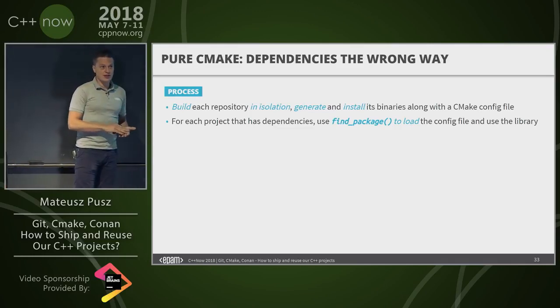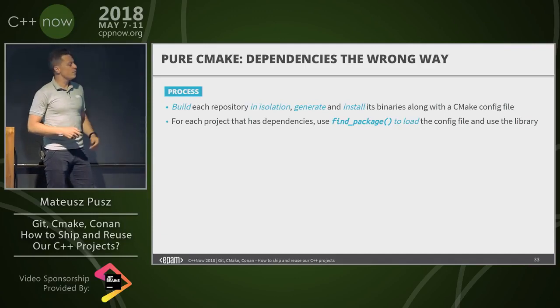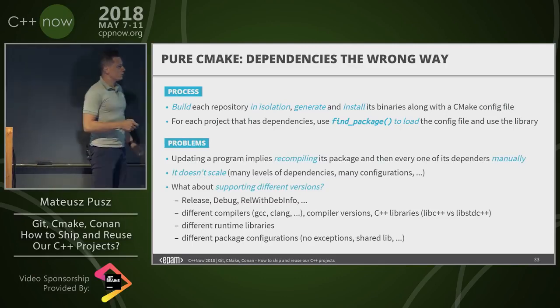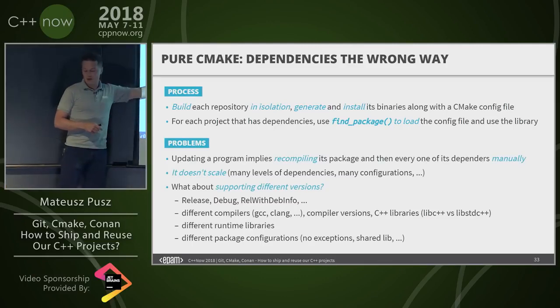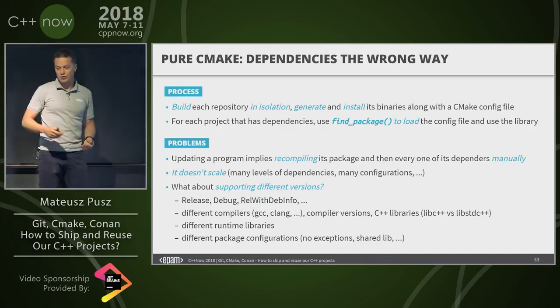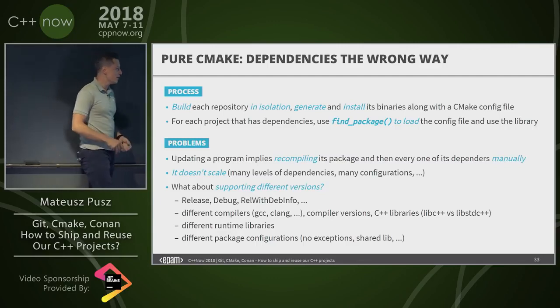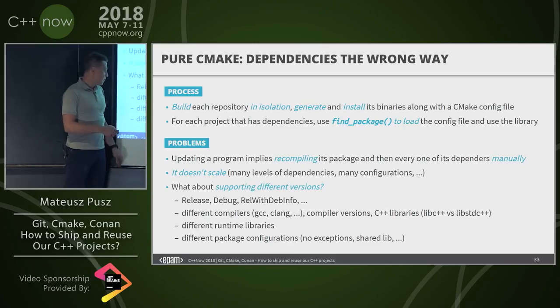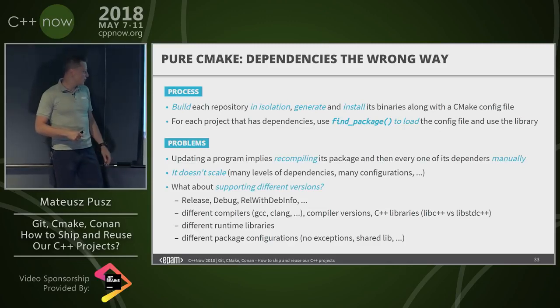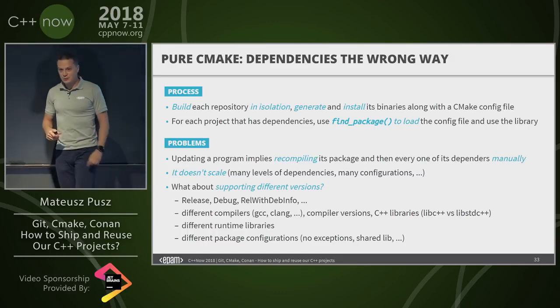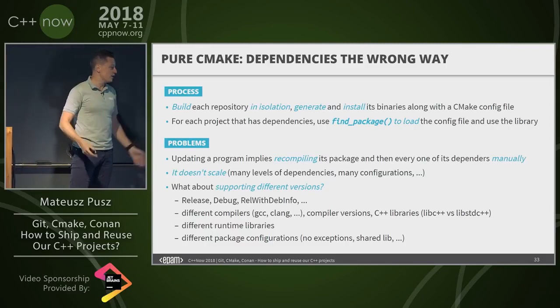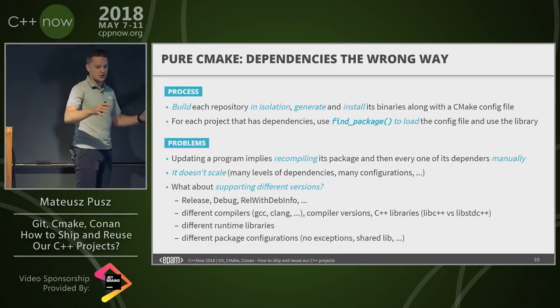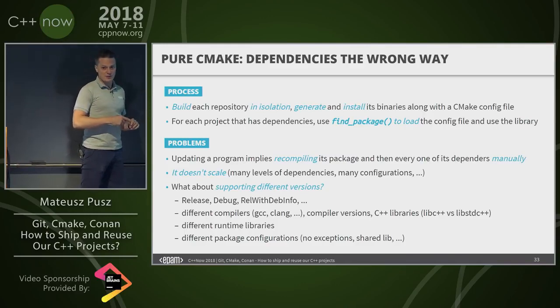However, CMake is not the final solution for our package handling and dependencies. You have to build each repository in isolation, generate and install things to your disks, and then find_package for all of it. There are problems if you want to recompile stuff, or support different versions or different compilers. For example, you want to build for GCC, Visual Studio, and Clang on the same machine, for debug, for release, for, I don't know, release with debug info. Maybe you would like to use different runtime libraries in Visual Studio, or different package configurations, with exceptions, without exceptions, specific debug warning levels, or whatever you have as preprocessor commands. All of this makes different options, and installing this on your machine and then referring to them with find_package will be really, really hard if you have like 20 different configurations for each package.